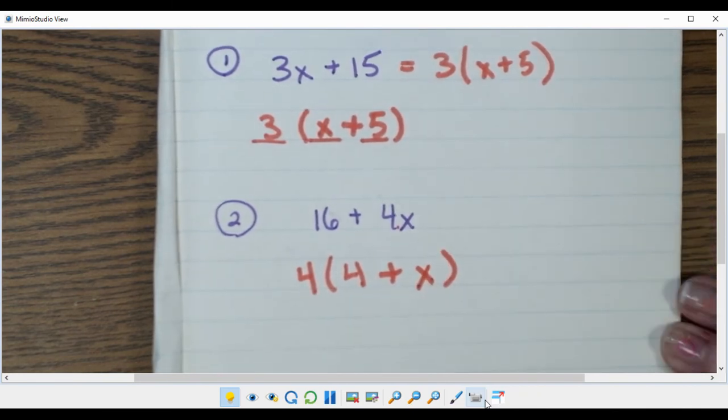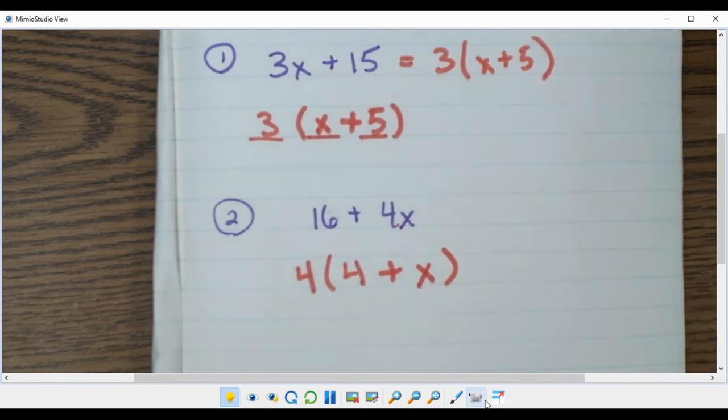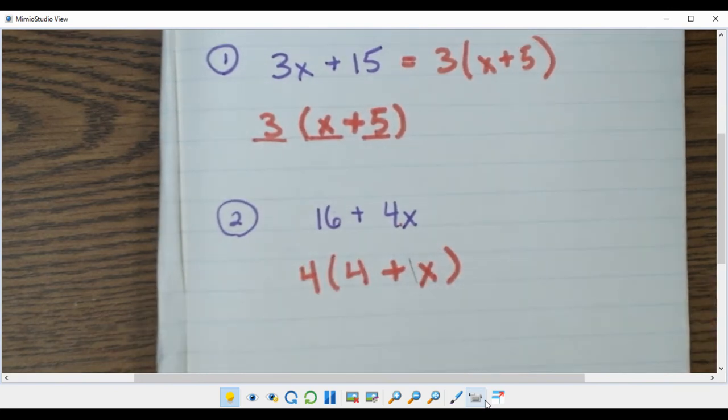So again, I should easily be able to multiply. This would give me 16, and this would give me 4x. If you want to put the 1 in there, you absolutely can. I usually don't, just because it's one less thing to write, but you certainly can. There's nothing wrong with it. That's what it looks like with variables.